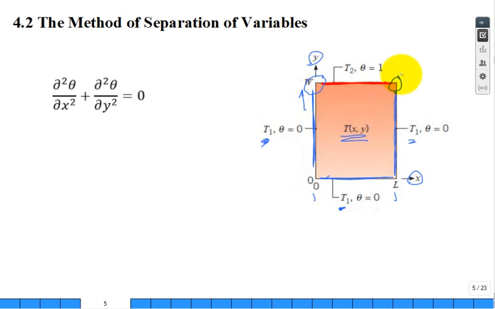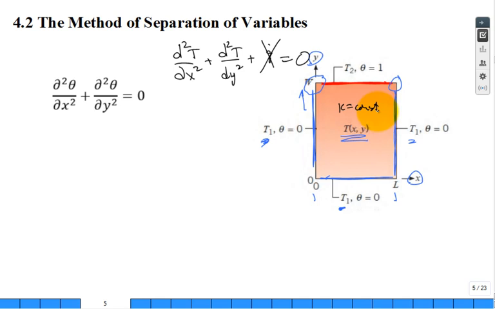Well, how do you solve it? First of all, our governing differential equation would be something like the second derivative of temperature with respect to x squared plus the second derivative of temperature with respect to y squared. Do we have any q dot? Nope. Do we have any transient? Nope. No heat generation, no transient, just conduction. Constant k. k is constant through the material.